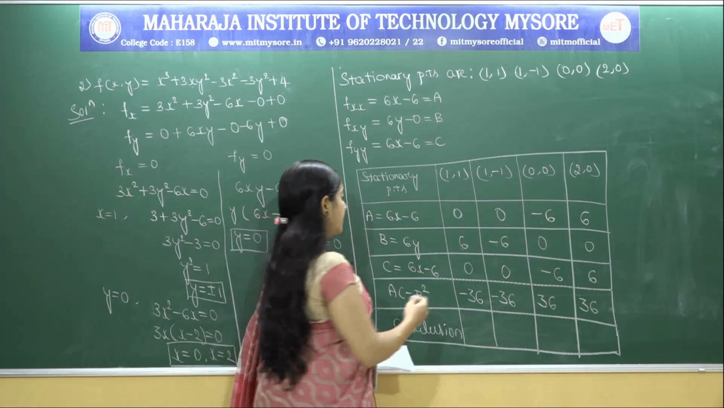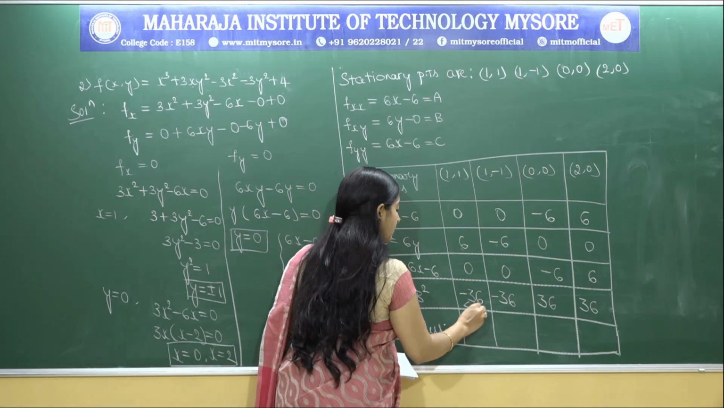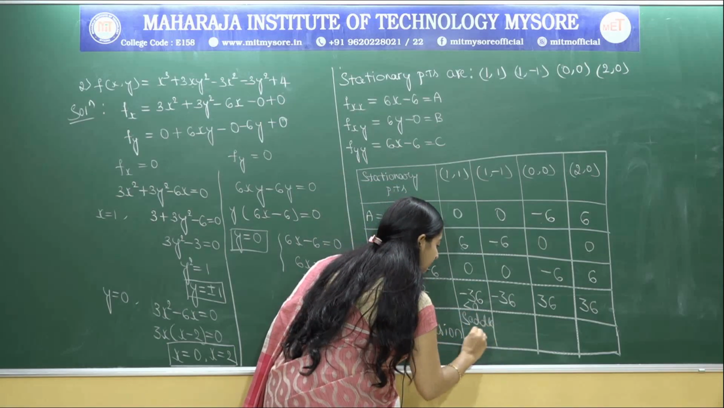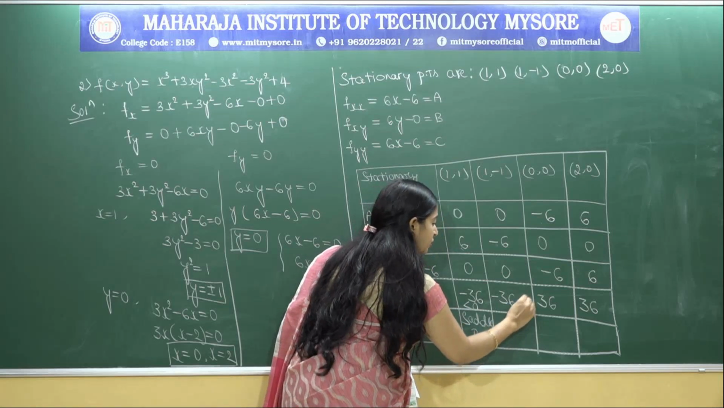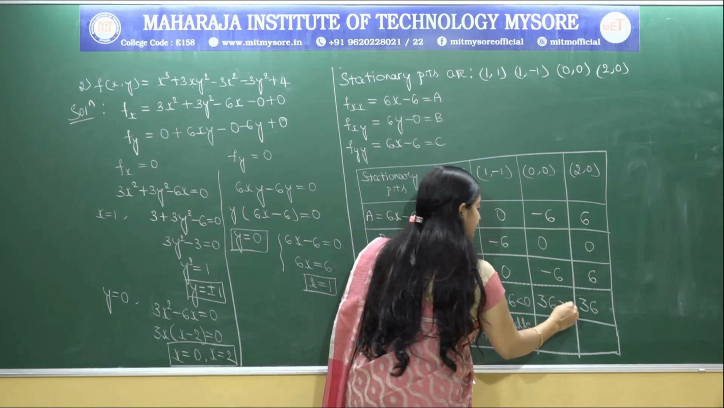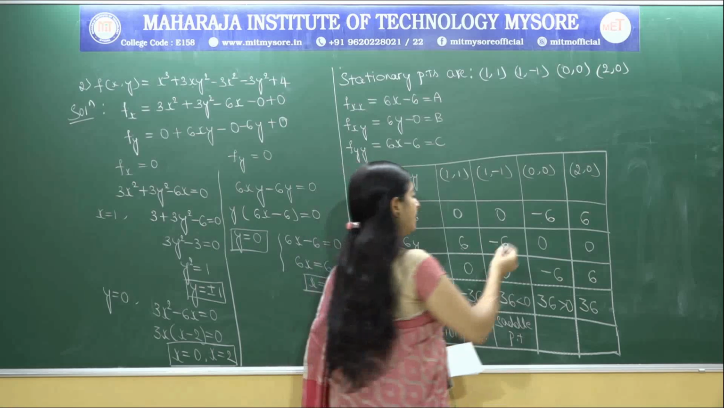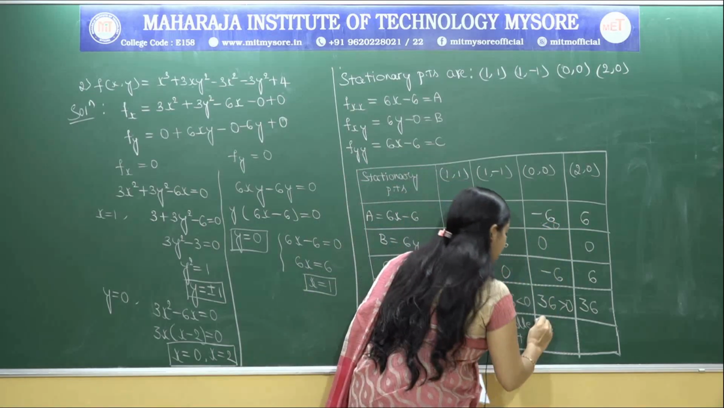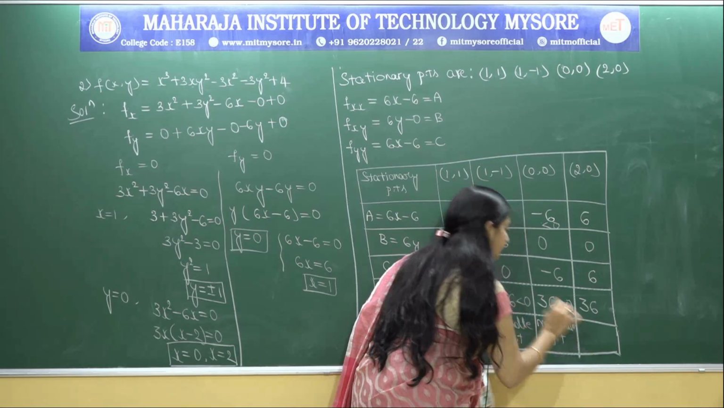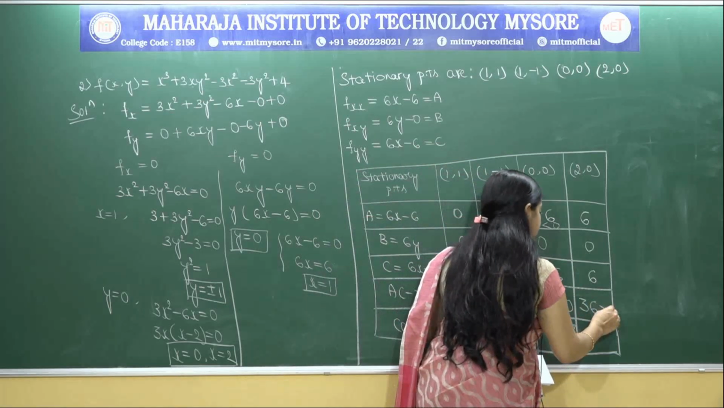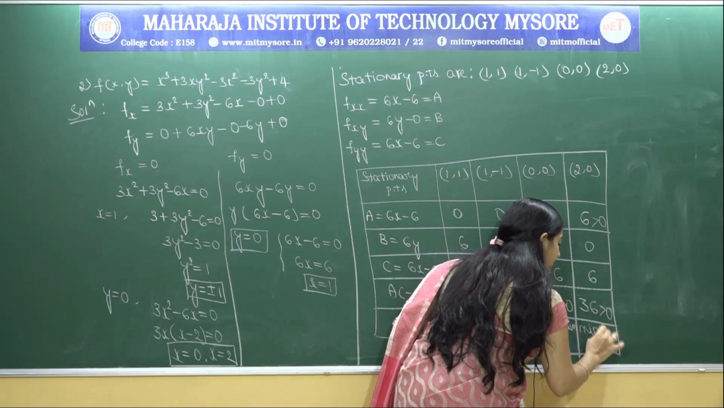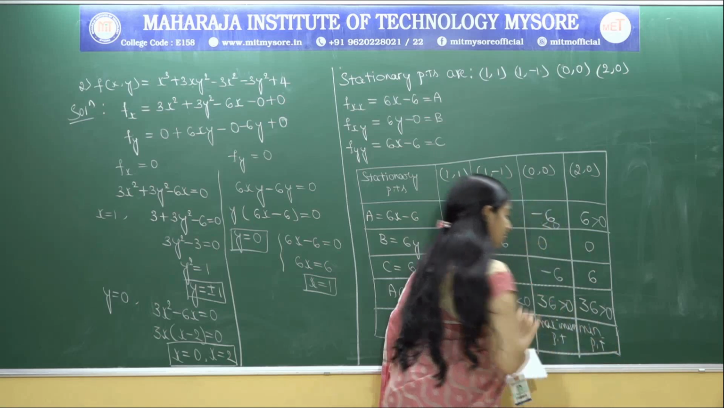So you know the procedure, if AC minus B square is less than 0, then you have to write this is the saddle point. Again here it is less than 0, then write the saddle point. Then if AC minus B square is greater than 0 and A is less than 0, then the given function is the maximum at this point. If AC minus B square is greater than 0 and A is greater than 0, then the given function is the minimum at this point. You have to write.